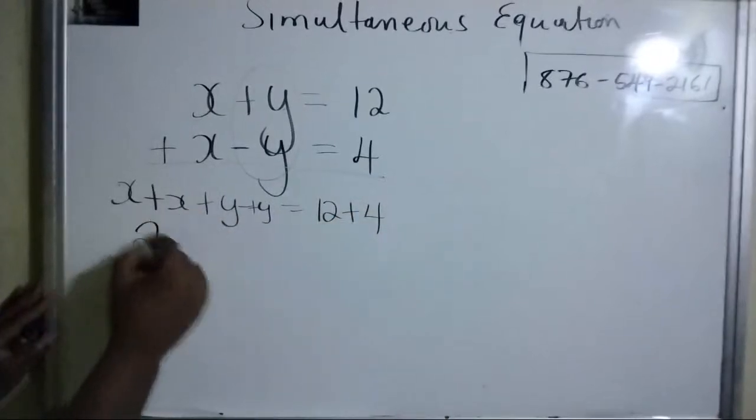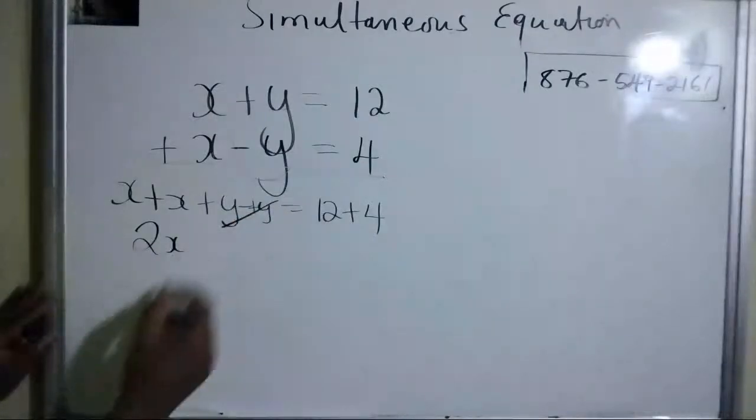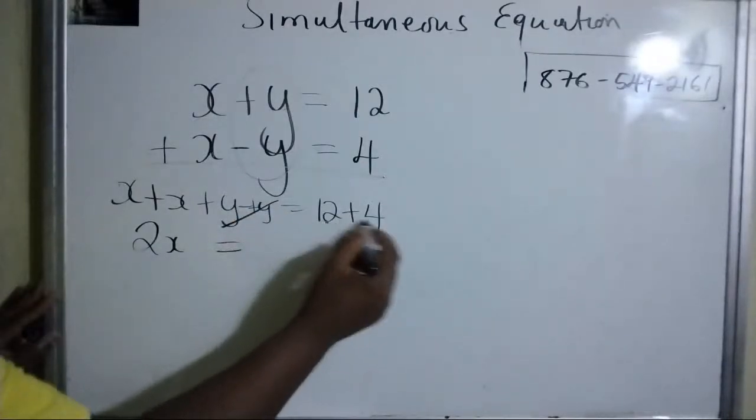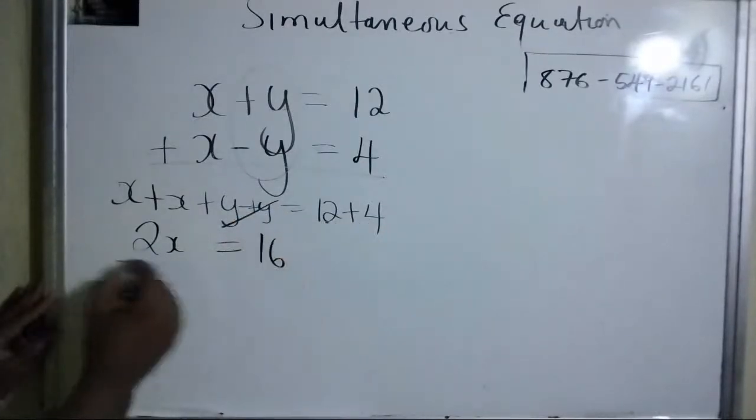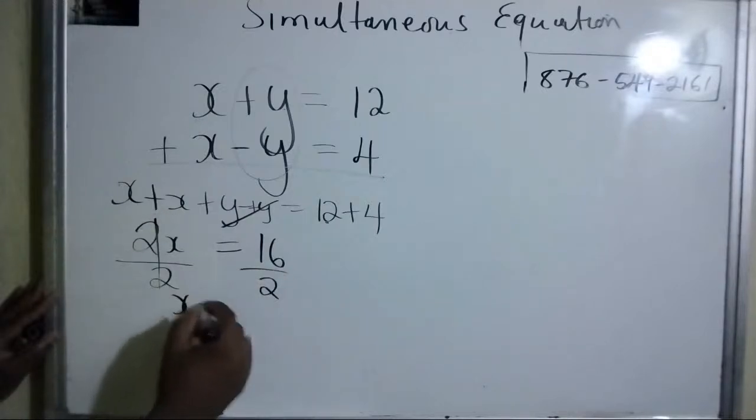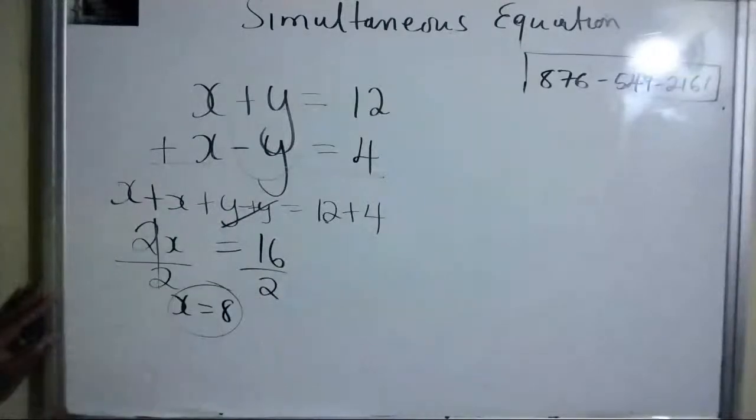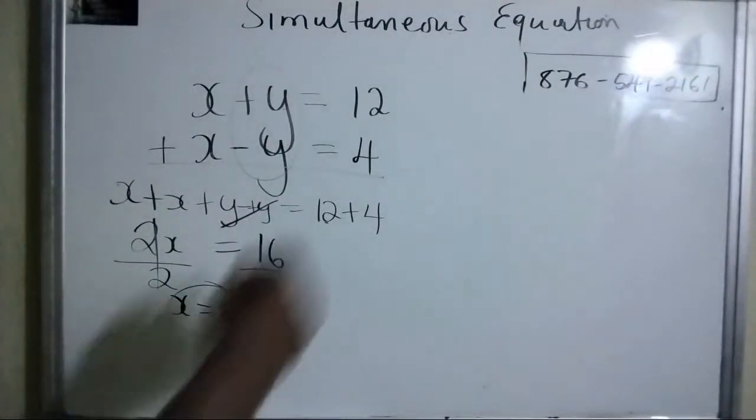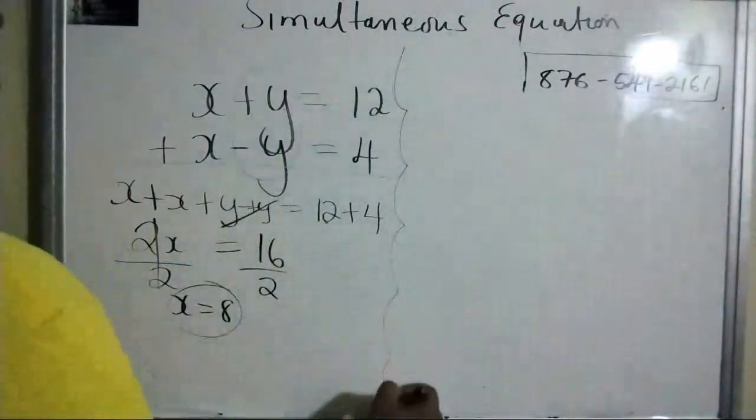So bam, this gives us 2x. This gives us 0 as we discussed. 12 plus 4 gives us 16. Divide by 2. So as Zoom says, x is equal to 8. Alright? And then now, we substitute into the equation.